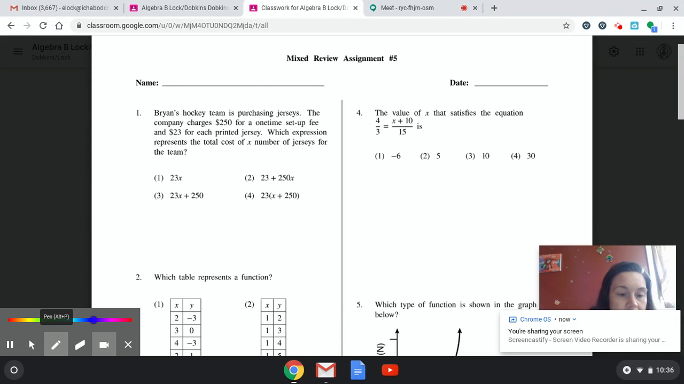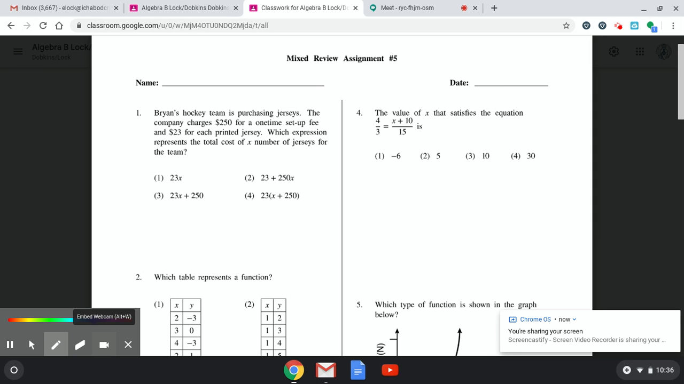And reading number 1 here, we have Brian's hockey team is purchasing jerseys. The company charges $250 for a one-time setup fee and $23 for each printed jersey. Which expression represents the total cost of x number of jerseys for the team? So a couple key words that they gave us is a one-time startup fee or setup fee, and then the $23 is for each printed jersey.